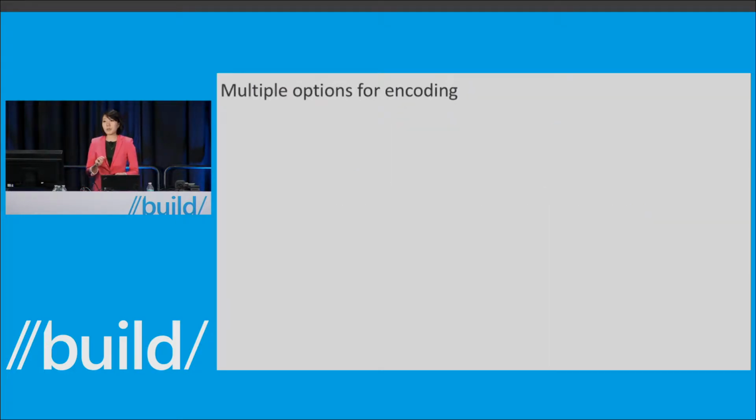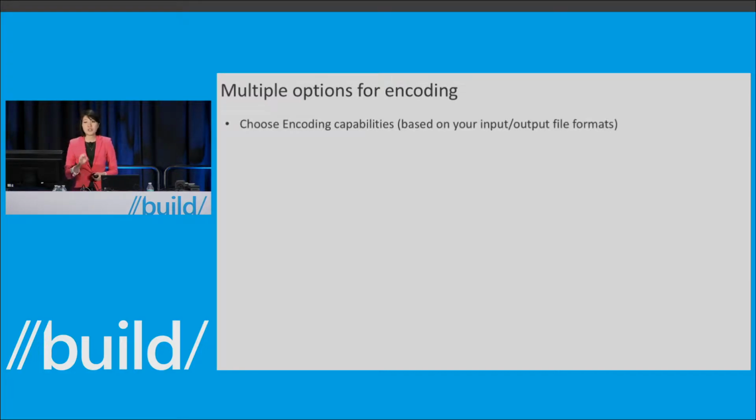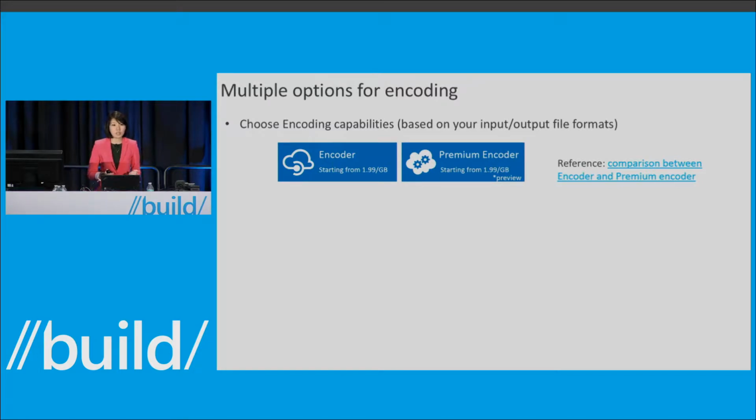For the multiple encoding options that are pretty new, you could first choose the encoding capability based on your input or output file formats. We have Media Encoder, as I mentioned, and also Azure Premium Encoder, both starting at $1.99 per gigabyte. It's a waterfall price: the higher you go, the cheaper it gets. Premium Encoder is currently in preview, so you might expect the price to increase once it hits GA. It takes different encoding formats, which you can check in the reference on MSDN for exactly what it supports.